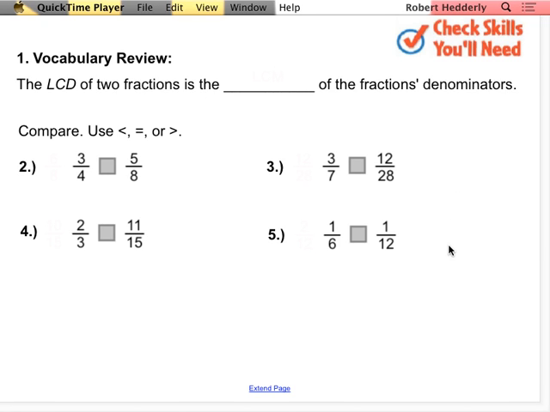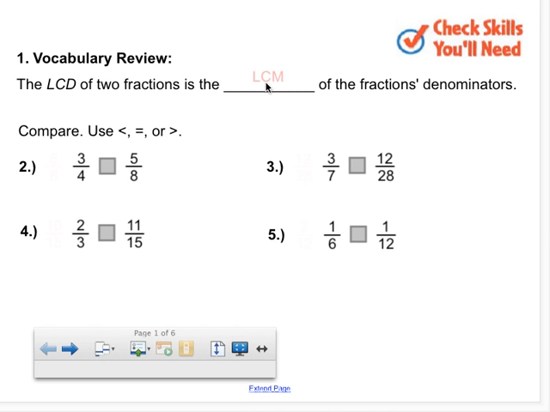Okay, this is Unit 6, Lesson 5. Vocabulary review. The LCD of two fractions is the blank of the fraction's denominators. Who has that answer? Jonathan? The LCM, the least common multiple. Very good. Okay, compare, use less than, equal to, or greater than for the following fractions.